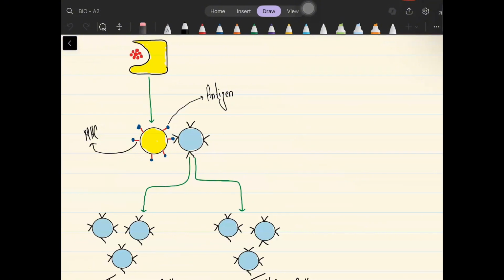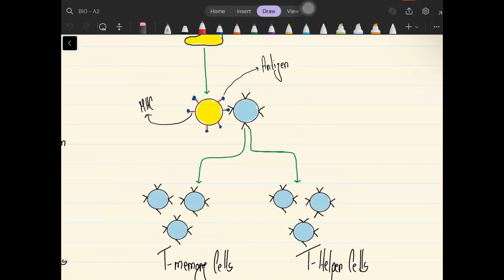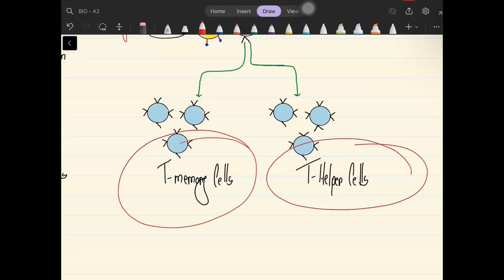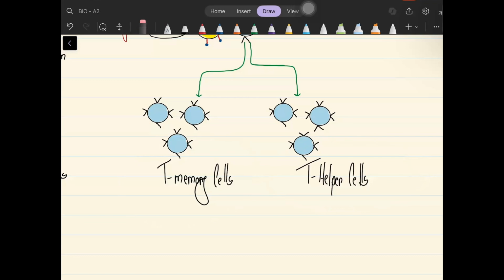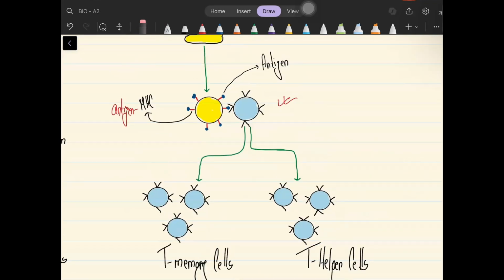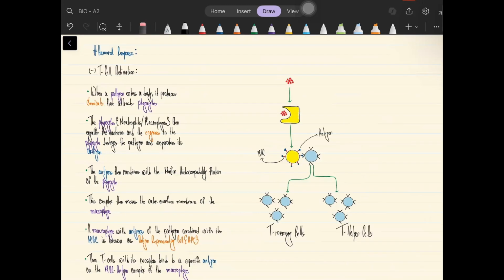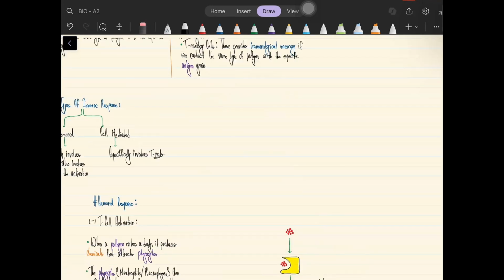Suppose this is the antigen, and this is the cell presenting the antigen-MHC complex, right? The T cell then identifies this antigen and binds to it. And once the T cell binds to it, the T cell gets activated and divides into two sorts of cells. One is T helper cells and the other is T memory cells. T memory cells are responsible for providing immunological memory, and T helper cells are involved in the activation of B cells or plasma cells to produce antibodies, and so on, right?